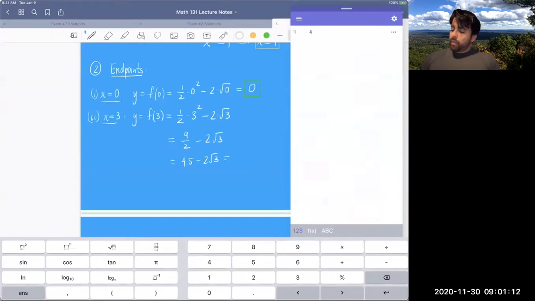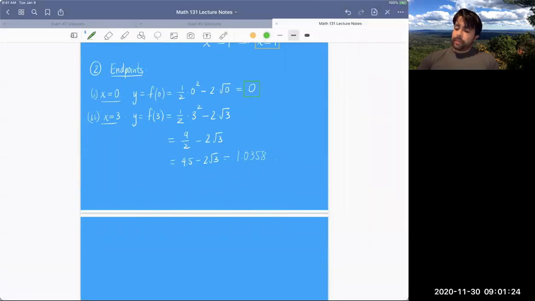So then I get 4.5 minus 2 rad 3. And I get 1.3, 1.0358... So that's going to be my decimal. Just helps me see which is bigger, which is smaller.